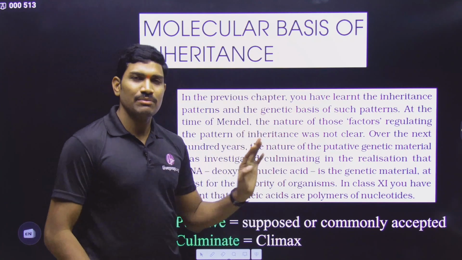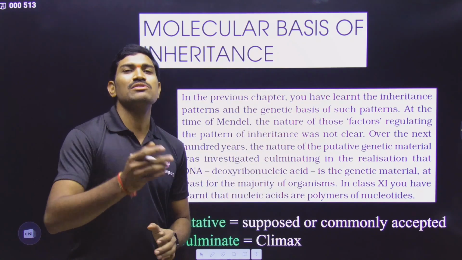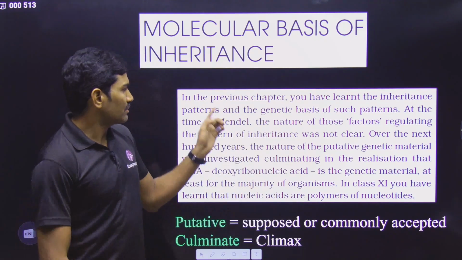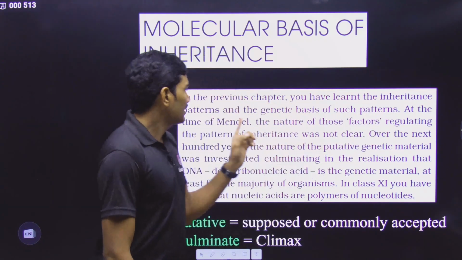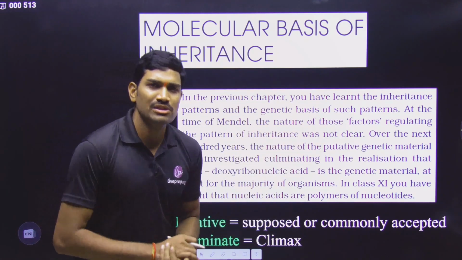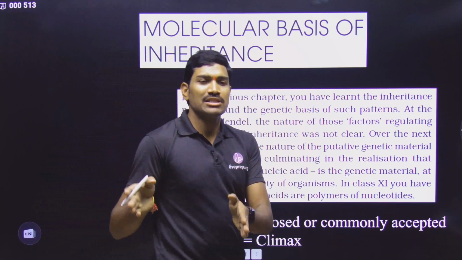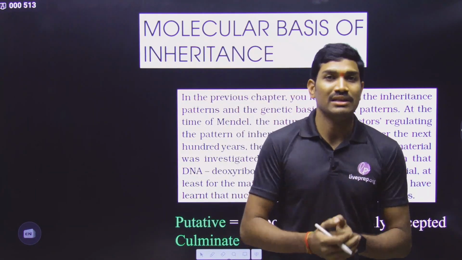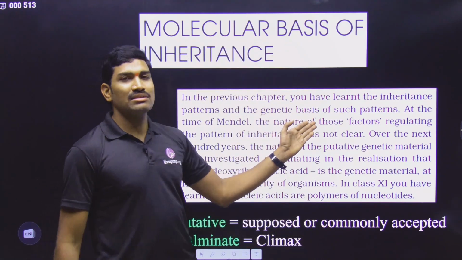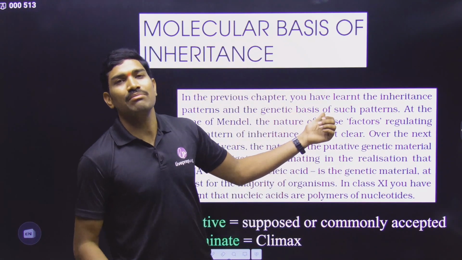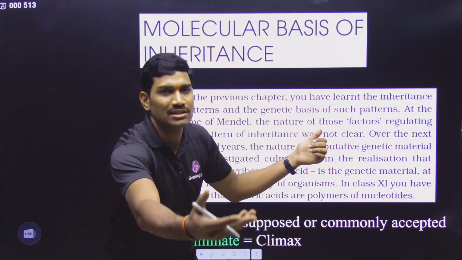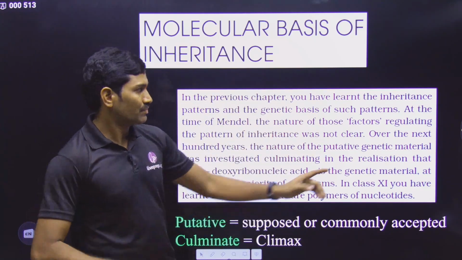In the previous chapter, what is the previous chapter as per NCERT? Principles of inheritance and variation. Anyhow, we have not completed that. First we are starting this one, so don't worry. In the previous chapter, you have learned the inheritance patterns and the genetic basis of such patterns. In the principles of inheritance, characters are passing from one generation to the next generation, that is called inheritance, and for that inheritance genes are responsible. Genes are responsible for transmission of characters from one generation to the next generation. That's what we understood.